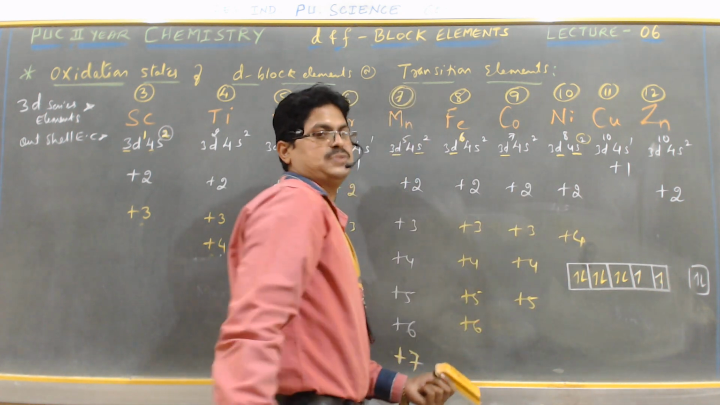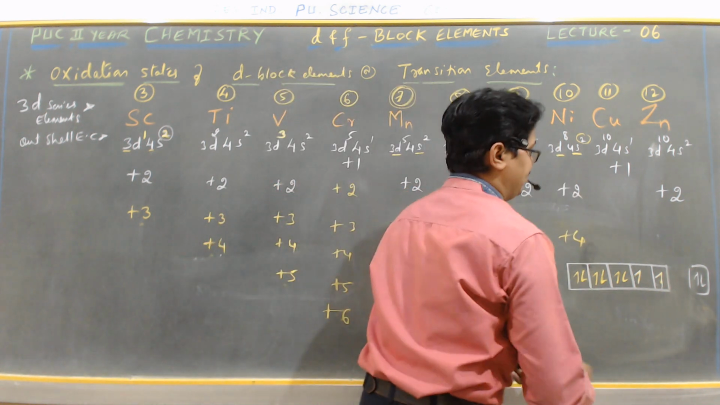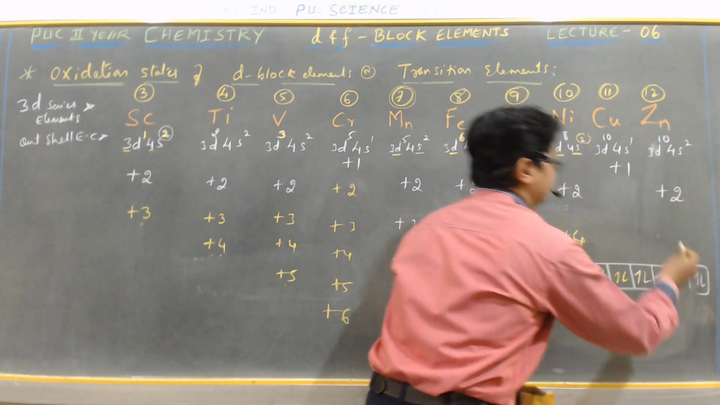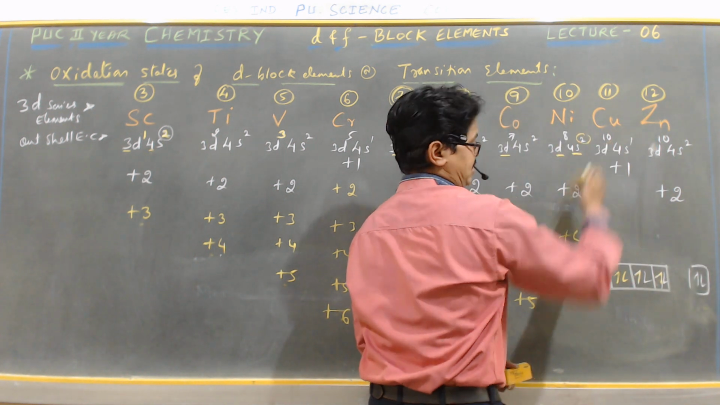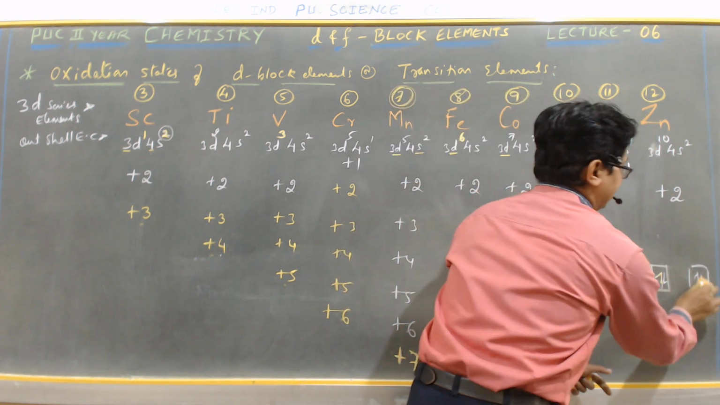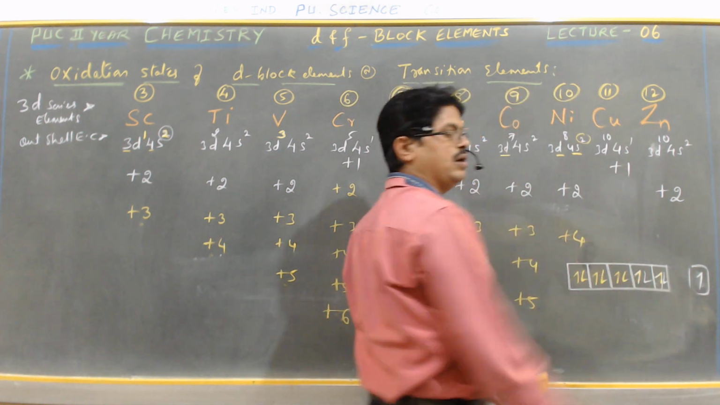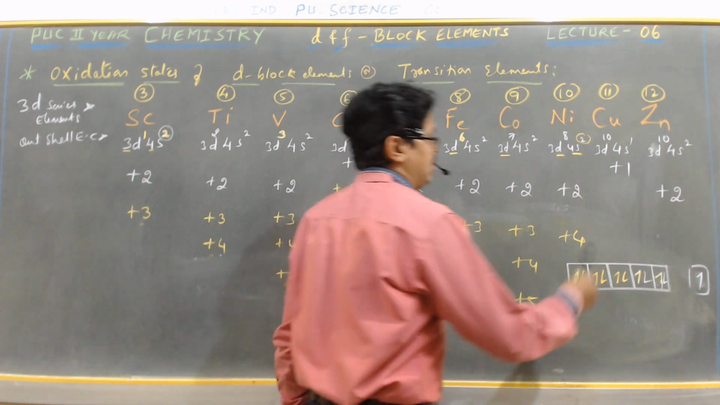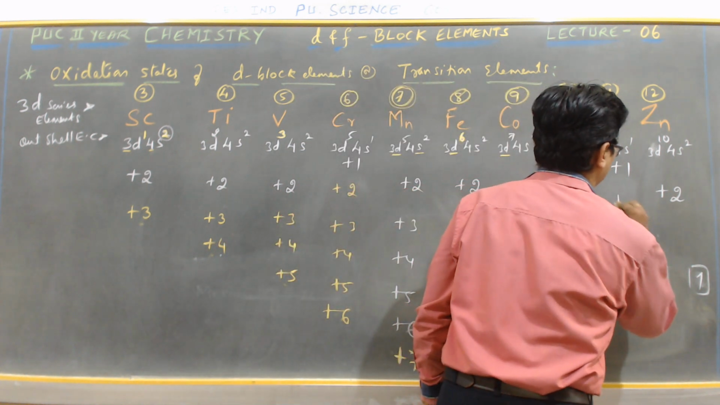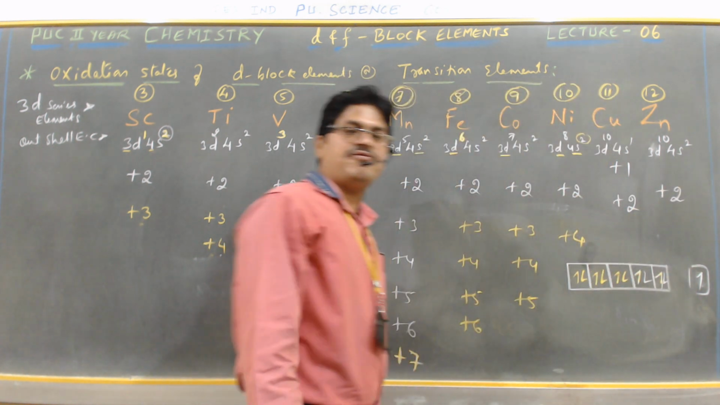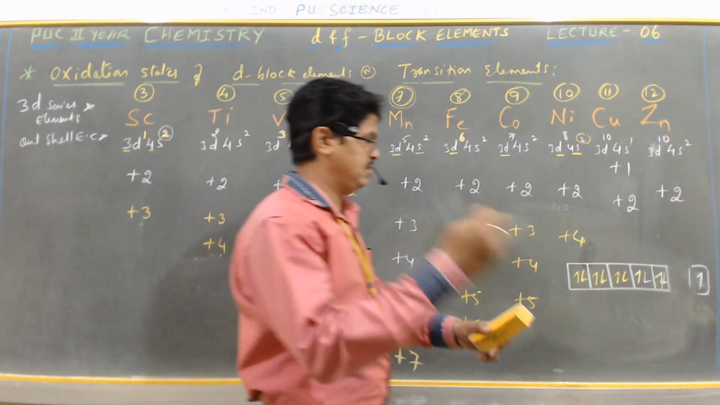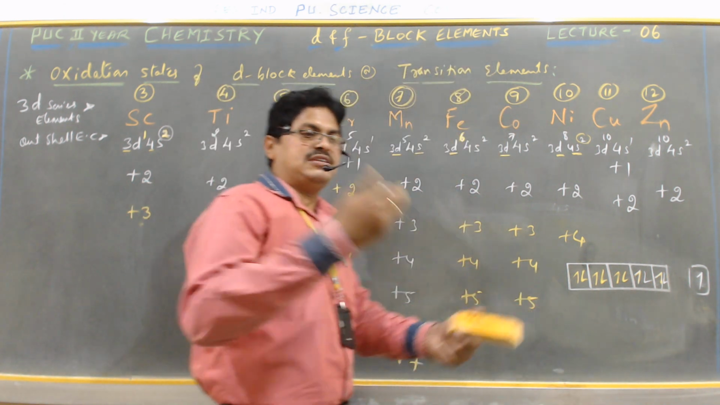Plus 4. Similarly with respect to copper. Copper means the d electrons are d10, all paired, and it contains only one unpaired electron, hence copper forms plus 1. Even though, copper also forms plus 2. What is the reason copper forms plus 2? Let me explain that one when I explain higher oxidation states.